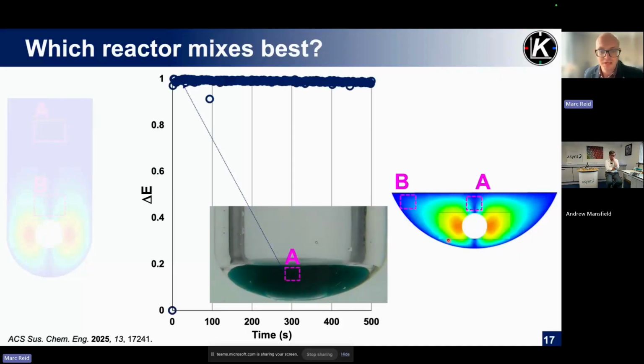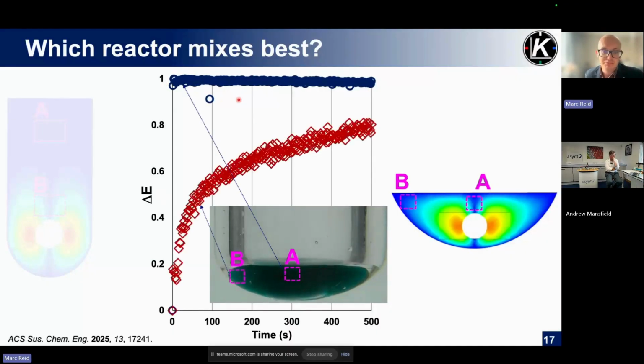video. Here, if we analyse region A, we can see a rapid change in colour and stabilisation through this delta E metric. And if we look at region B, we can see that it's a far slower evolution of colour change out towards the edge of the reactor, once again consistent with the CFD model.